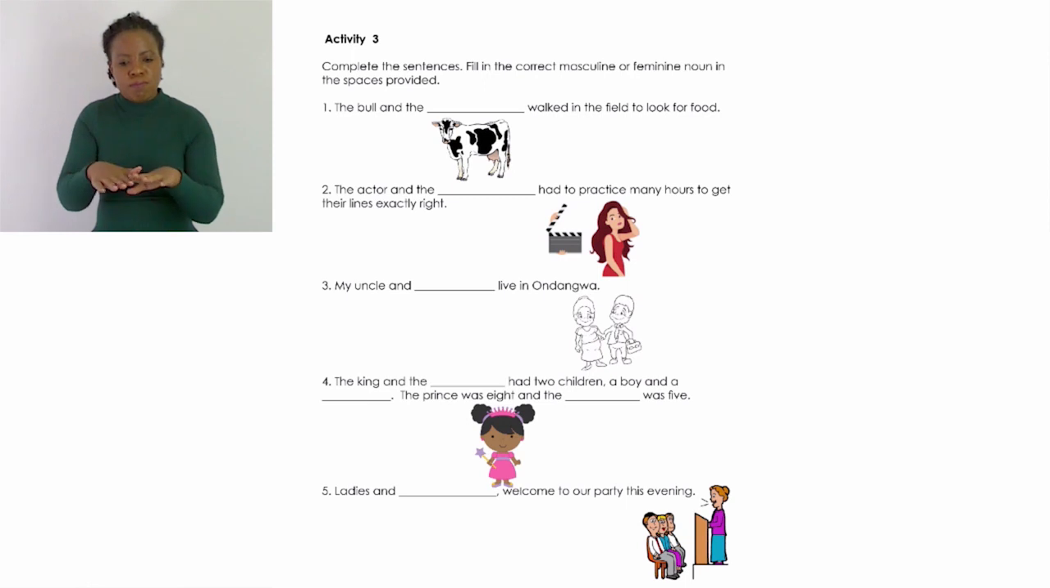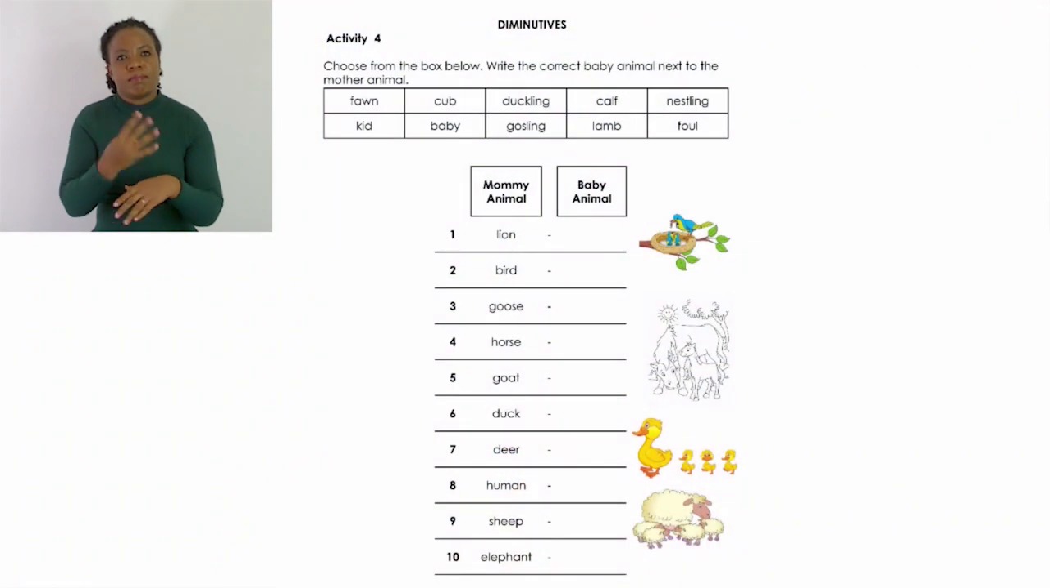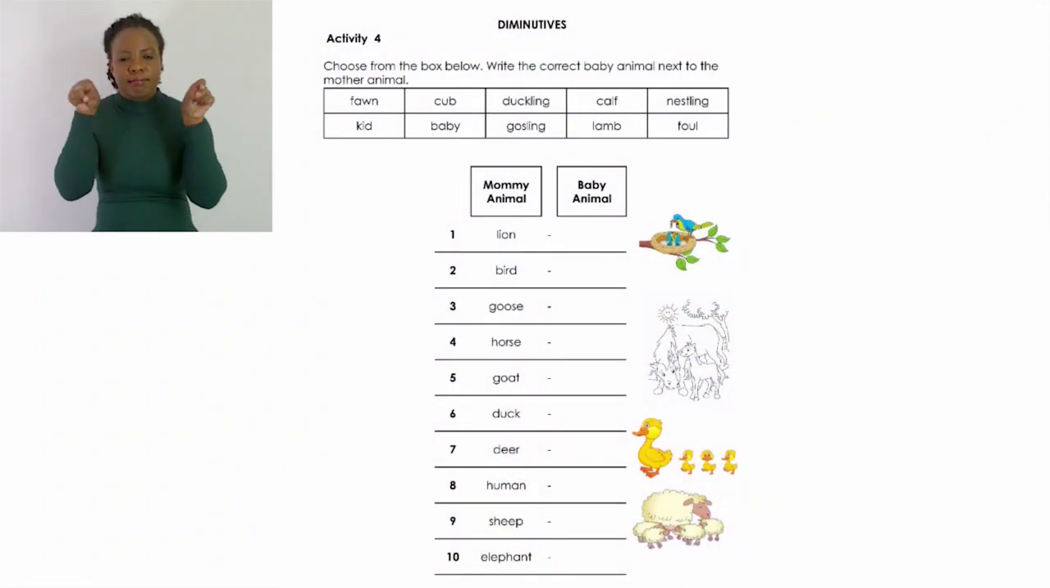Do number 2, 3, 4, 5 for me. I know you are very clever boys and girls. Let's move on to activity 4, where you have to choose from the box below again. Write the correct baby animal. These are diminutives. The baby animal next to the mother animal.